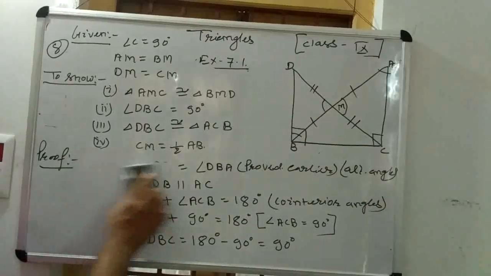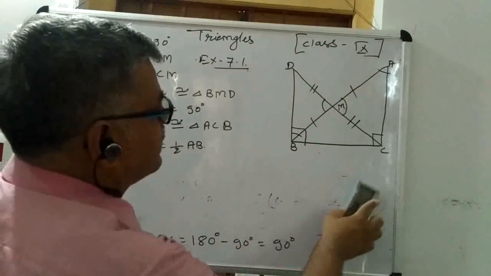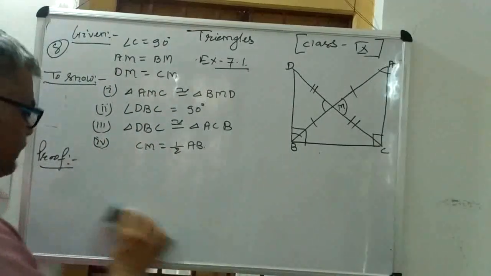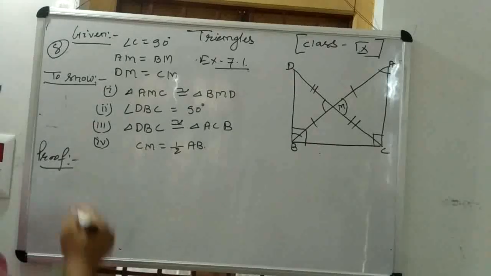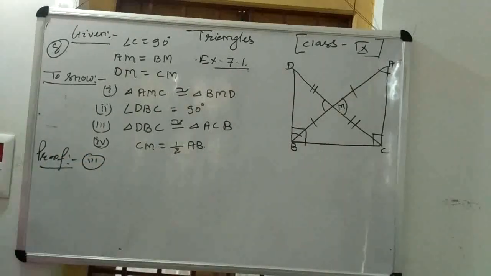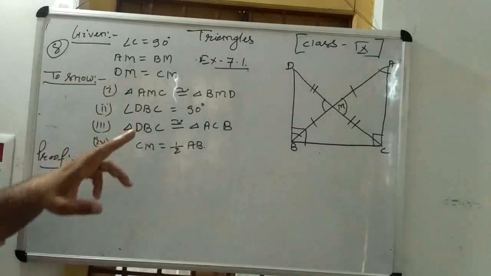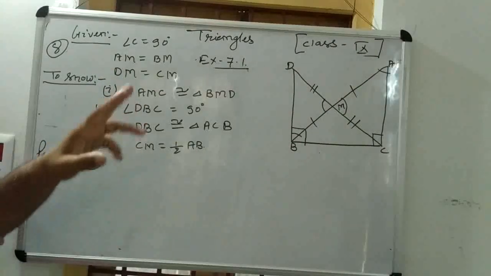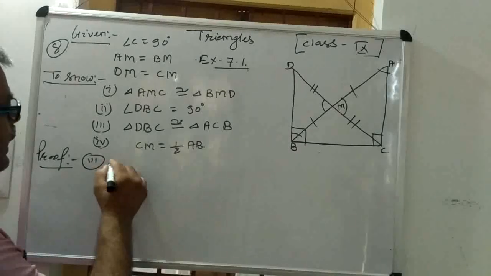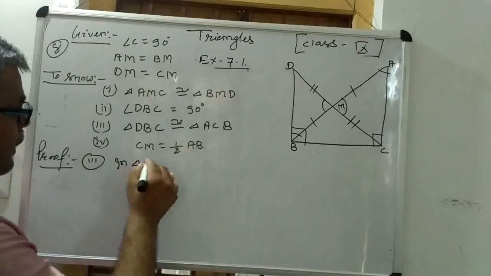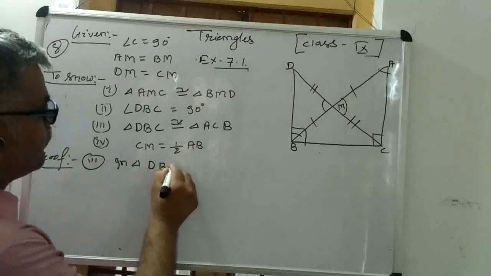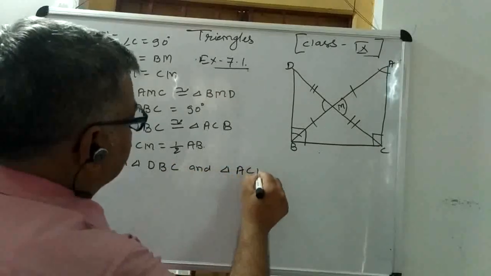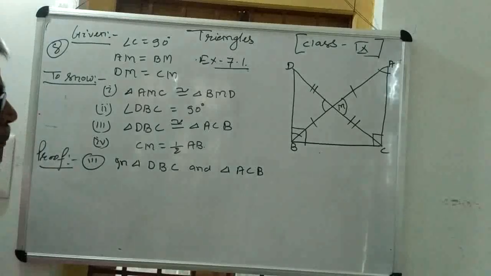Now we are coming to the third part. How will we prove the third part? So let's see the third part of this question. Part 3. The third part is to prove triangle DBC congruent to triangle ACB. So first you take triangle DBC and triangle ACB. What do we have till now?